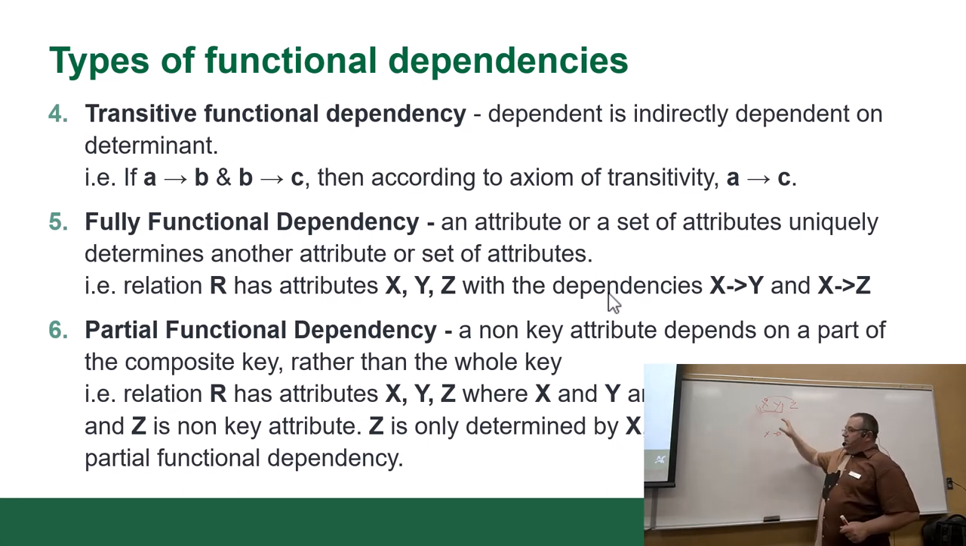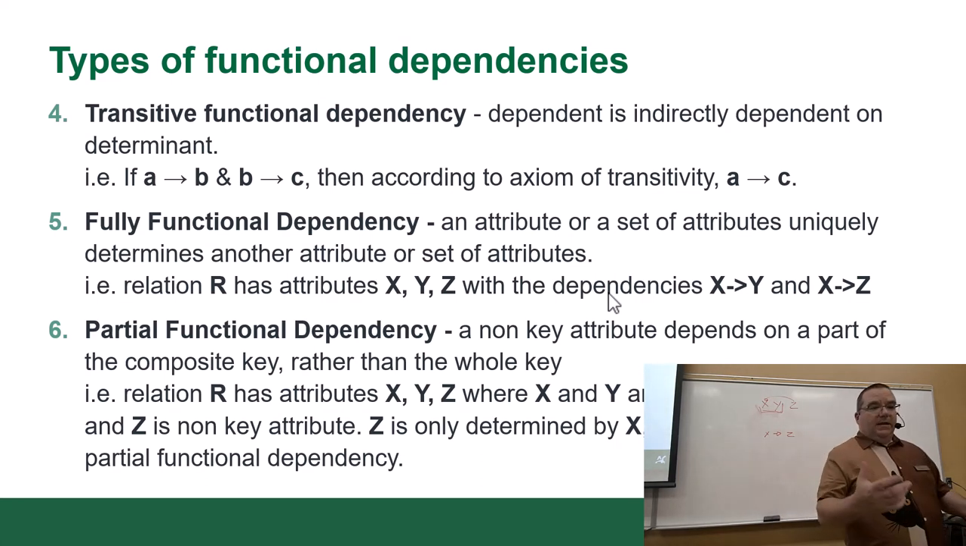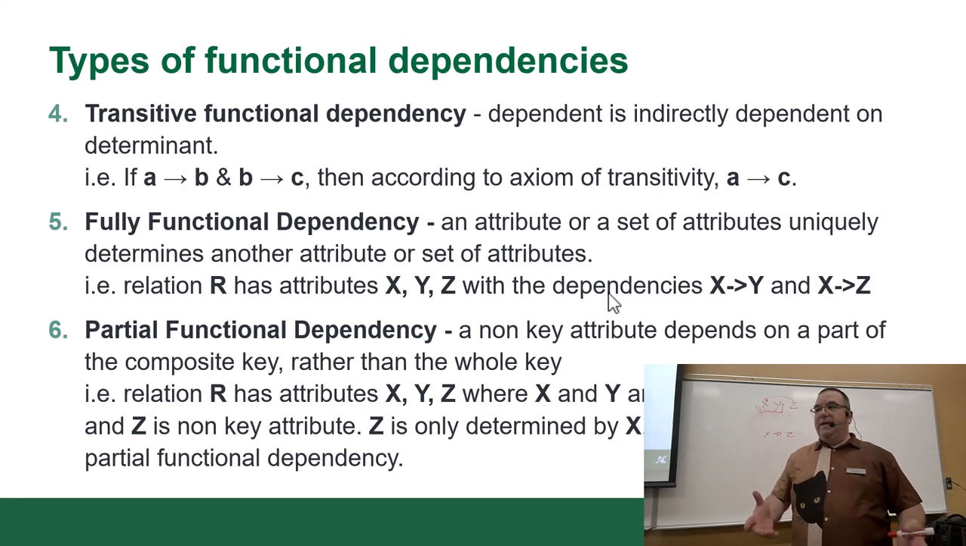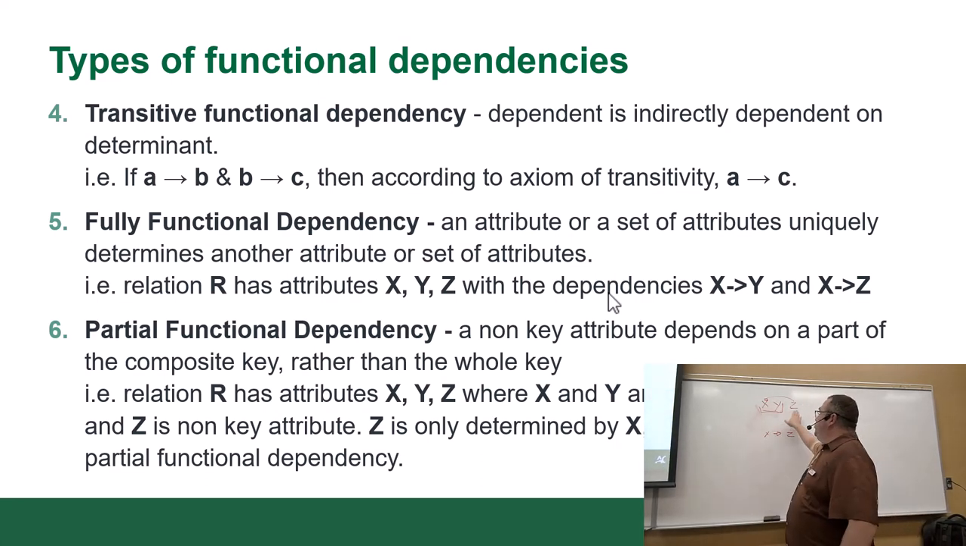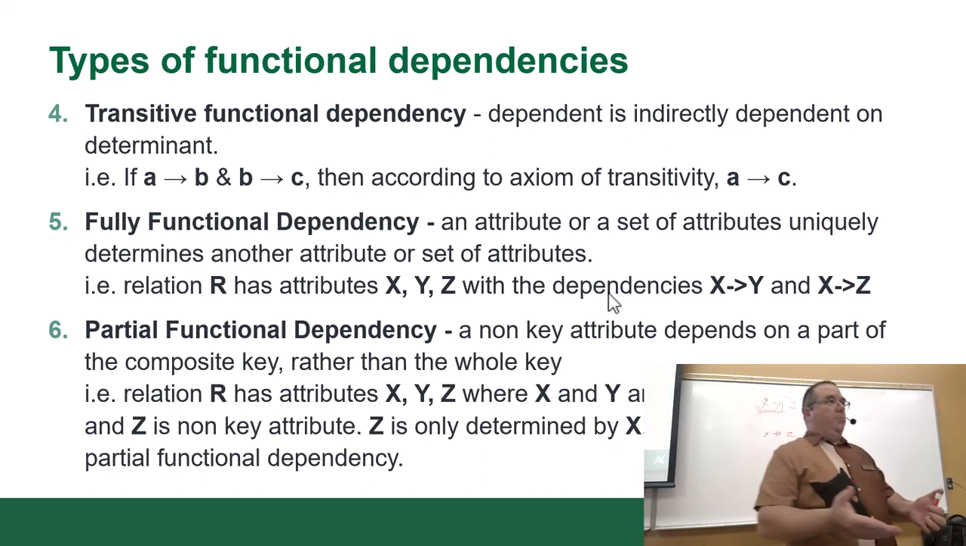So a partial dependency is when you have an attribute that depends only on part of the identifier. So we have a compound key, which is why we try to stay away from composite or compound keys, because it introduces potentials for partial dependencies. If an attribute is only dependent on part of the primary key, that's known as a partial functional dependency, or we just call it a partial dependency.